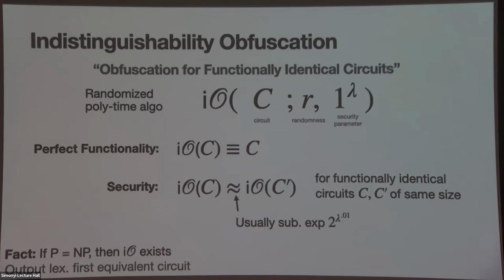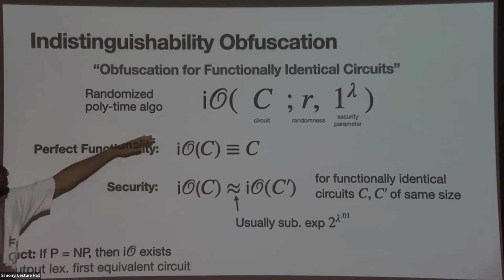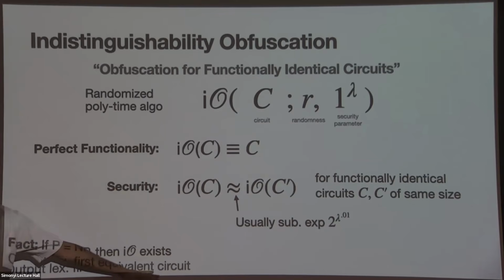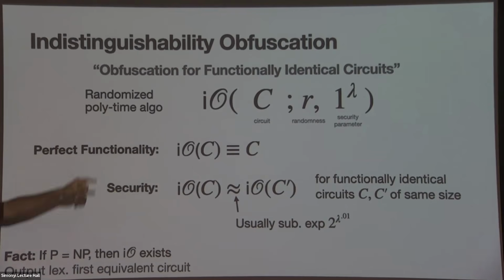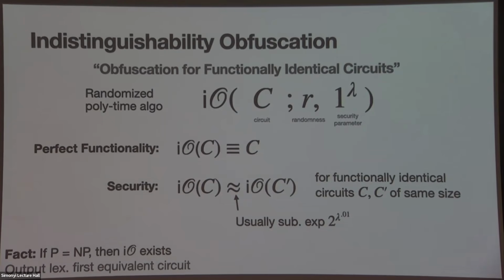So if I'm iterating through all circuits, can I test whether a given circuit is actually equivalent to another one? Yeah, it's hard to test. In fact, it's co-NP hard. But if P equals NP, you can do a lot of things. So this algorithm that outputs the Lex first thing always satisfies both of these guarantees. The question is, can you do it in polynomial time? That's where you need the P equals NP part.